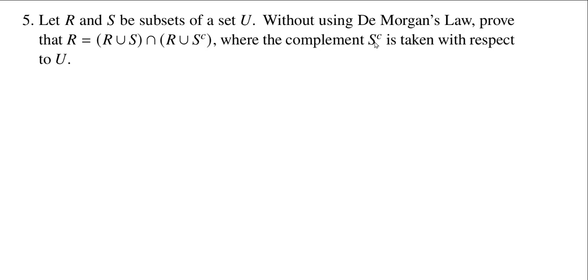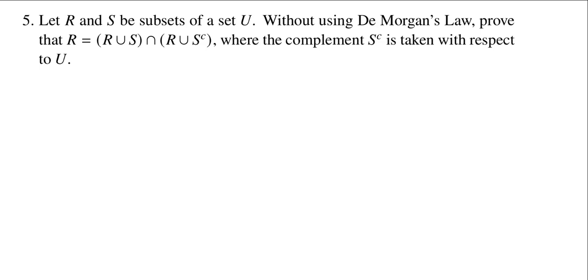All right, so if we were using De Morgan's law, we could probably do some good distributivity, and that would make this fall out pretty quickly. But we just want to do this by looking at elements. So the important thing here is I have two sets. Right? I have R on the left, and then I have this complicated intersection on the right.